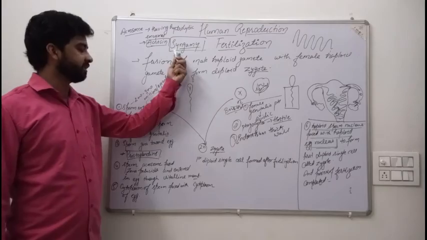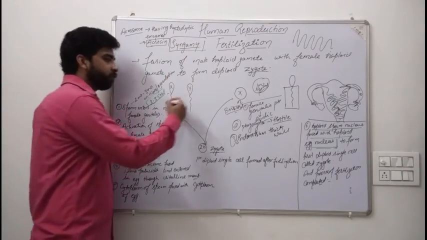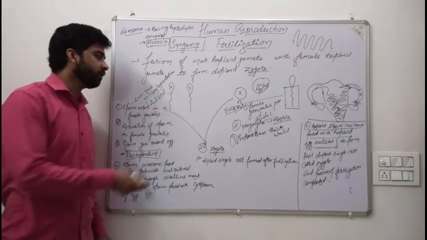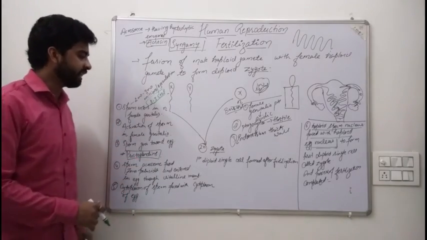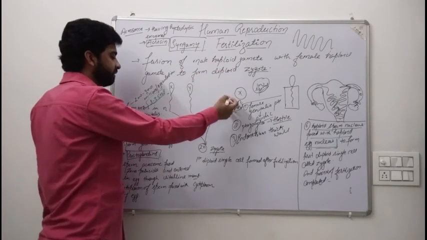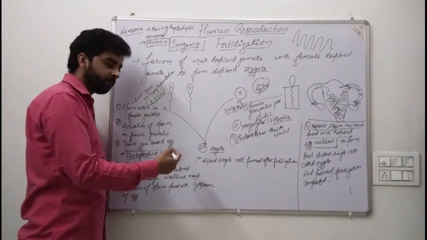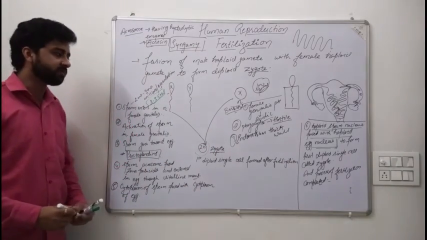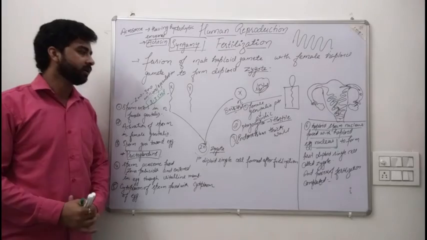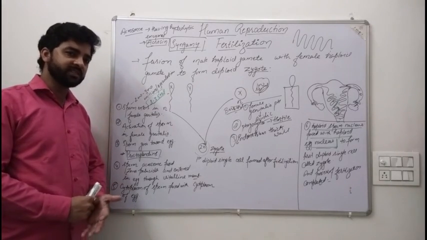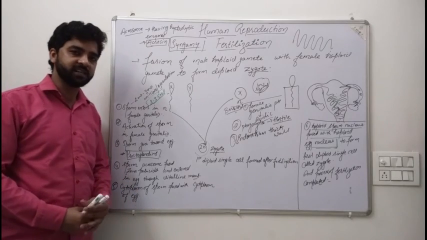In fertilization, the whole process occurs until the formation of the diploid zygote, and syngamy says only fusion of gametes, not the formation of zygote. Only a fusion of gametes, so that's the process of syngamy. And fertilization says fusion of two gametes and formation of a diploid zygote. So that process is called fertilization. In the next video, we will describe the whole process of fertilization.